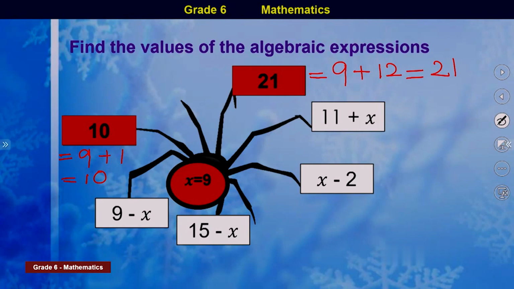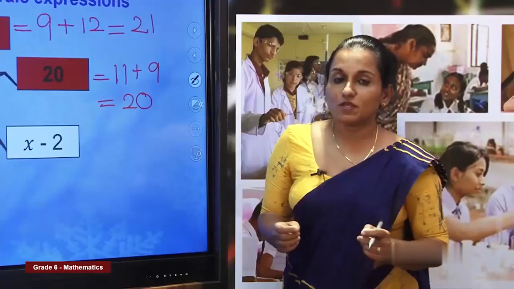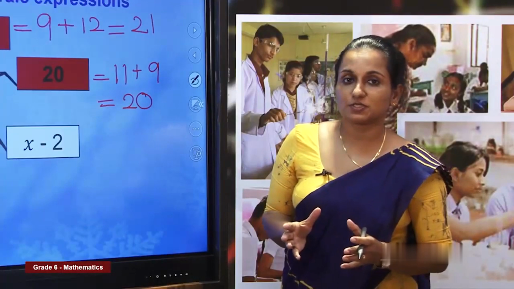I am going to 11 plus x. I have 11 plus, instead of x, what should I write? I must write 9. Then I get 11 plus 9, the numerical expression. The answer for 11 plus 9 is 20. Okay, shall we move to the next algebraic expression?